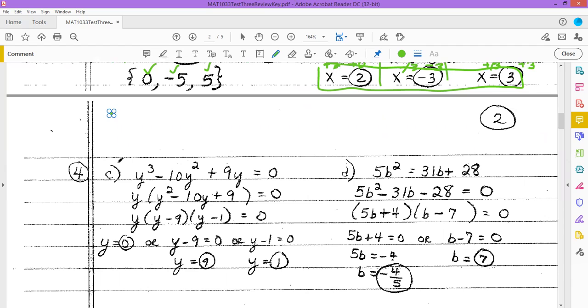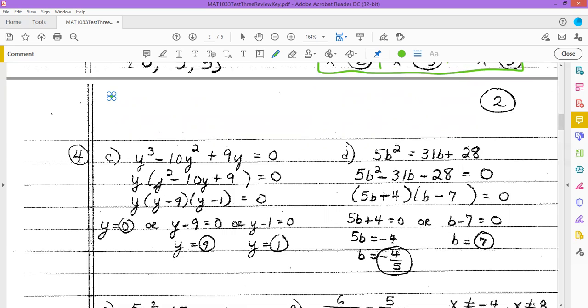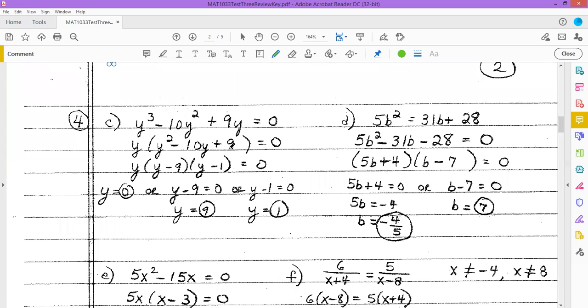All right, let's look at example 4. Letter C, we have y cubed minus 10y squared plus 9y equals 0. Notice all of these terms on the left have a y. We can factor y. From y cubed, we'll get y squared in parentheses. And when we factor y from minus 10y squared, we get minus 10y in parentheses. And when we factor y from 9y, we get 9 in parentheses. So we carry down the y. And this y squared minus 10y plus 9, this trinomial can be factored.